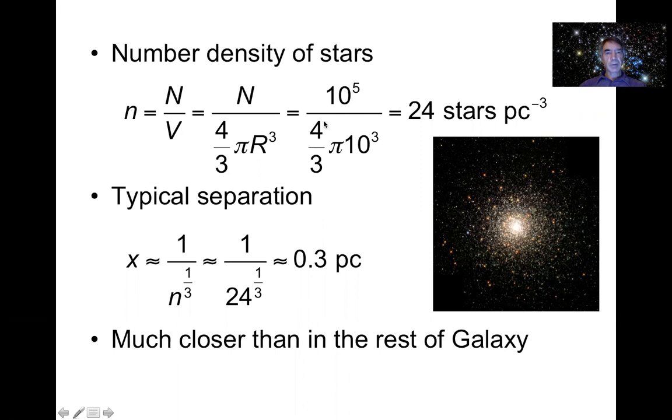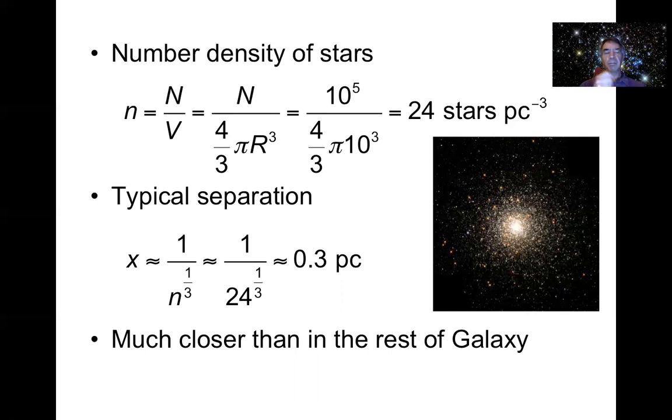So again, we can just do N over 4 pi r cubed here to give a number density. So it's a number per unit volume rather than a normal mass density, which is a mass per unit volume. This can be a very useful concept in many areas of physics. So we've got 10 to the 5 stars in this volume. If you work the numbers out like that, it turns out to be about 24 stars packed into each cubic parsec.